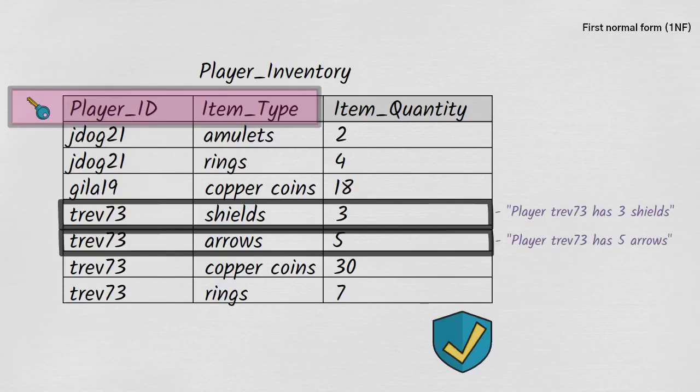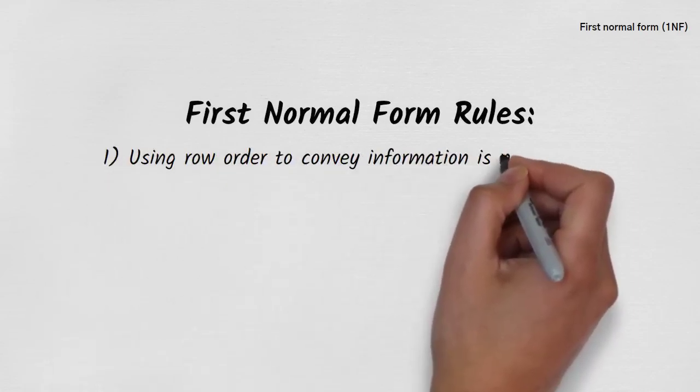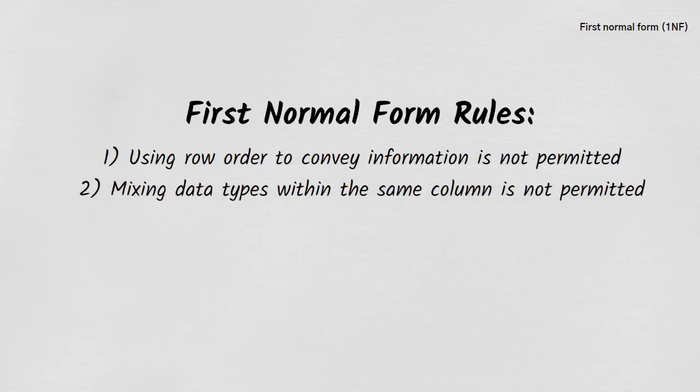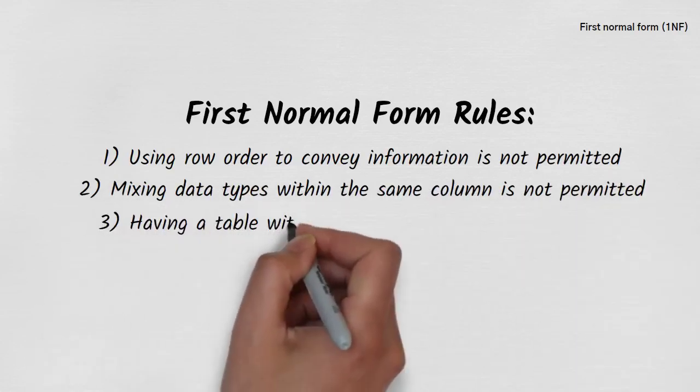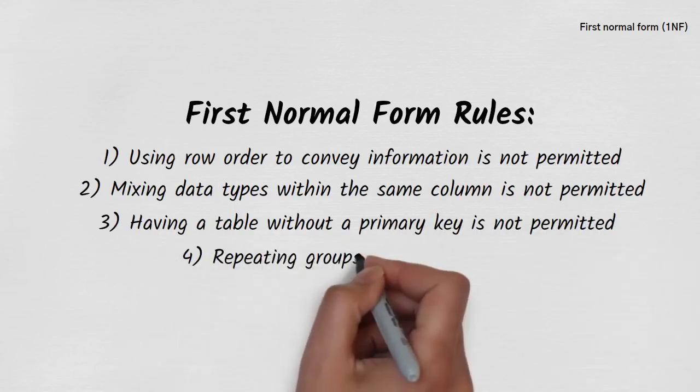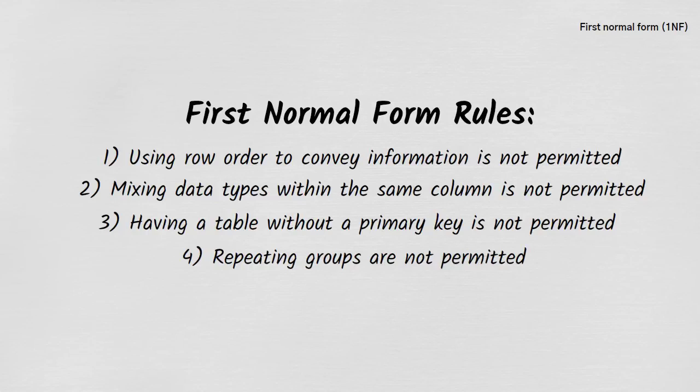So let's review what we know about first normal form. Number 1, using row order to convey information is not permitted. Number 2, mixing data types within the same column is not permitted. Number 3, having a table without a primary key is not permitted. And number 4, repeating groups are not permitted. Next up, second normal form.